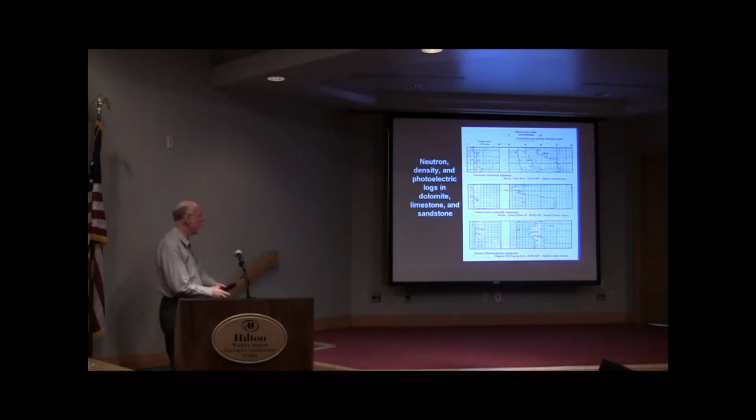Okay, we just looked at our cartoon. We had a limestone, we had a dolomite, and we had a sandstone. And here we have some real examples. Pennsylvanian oolitic limestone. We can see the neutron density just tracking very nicely. It's on a limestone scale. We look at the photoelectric curve. Down here, it's pretty tight.